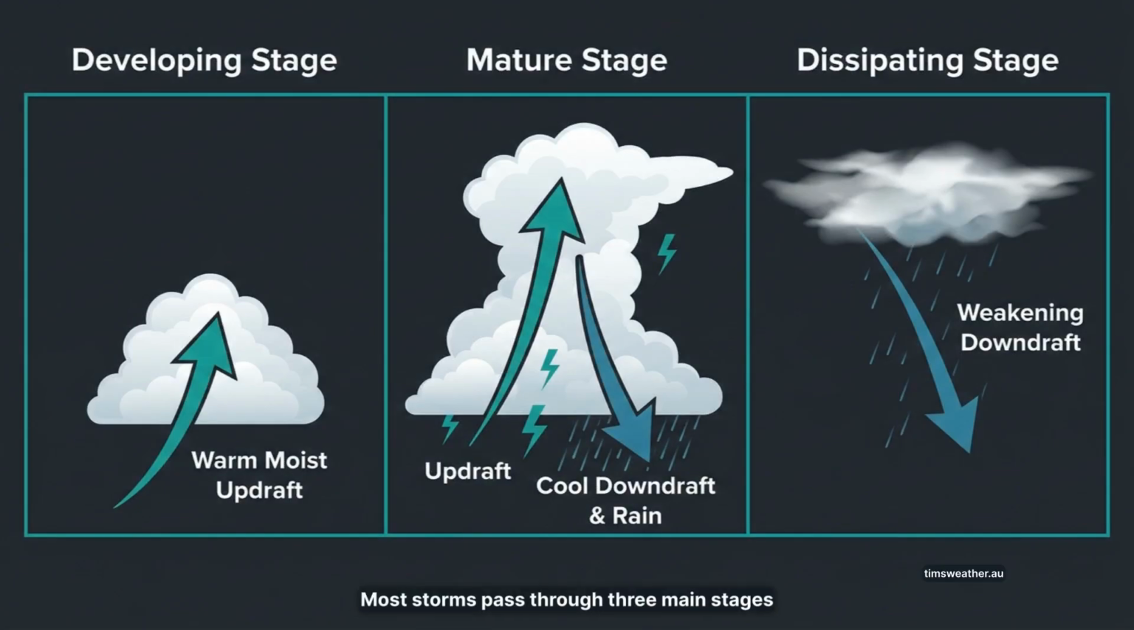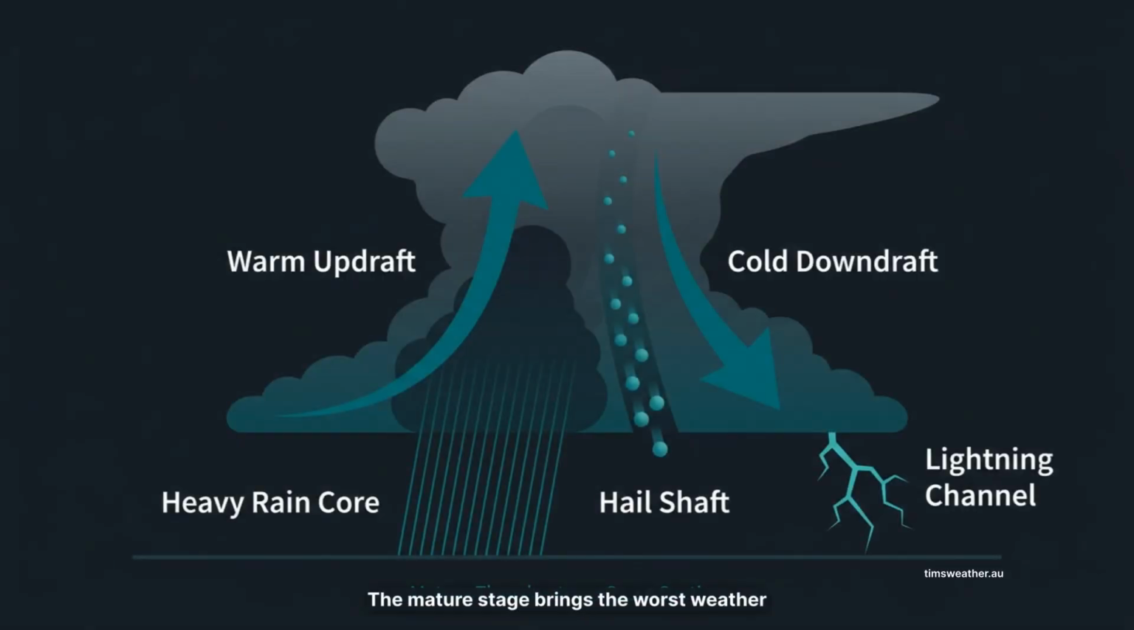The final stage is dissipating. Downdrafts spread cold air near the ground and cut off the warm inflow feeding the storm. The updraft weakens, rain eases, and the cloud begins to break apart. Some thunderstorms last only about 30 minutes, while others can continue for several hours.